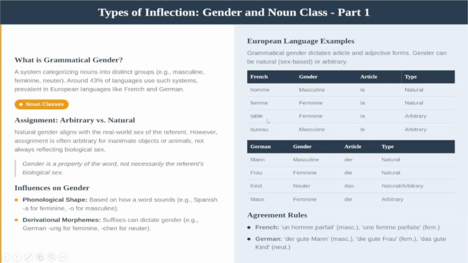Well, examples are here. Table is feminine, and they use a feminine article. Look, it's arbitrary because it is arbitrary. It doesn't make sense. I mean, there's no logic in it. It is only assigned by their language. And bureau is actually a desk in English, another word for table. It's masculine and its article is le, which is masculine, and it is arbitrary.